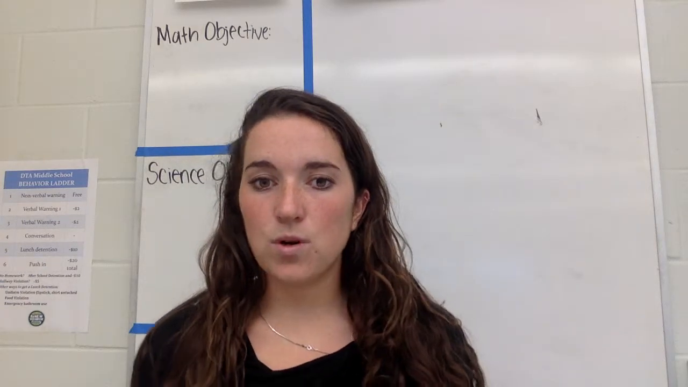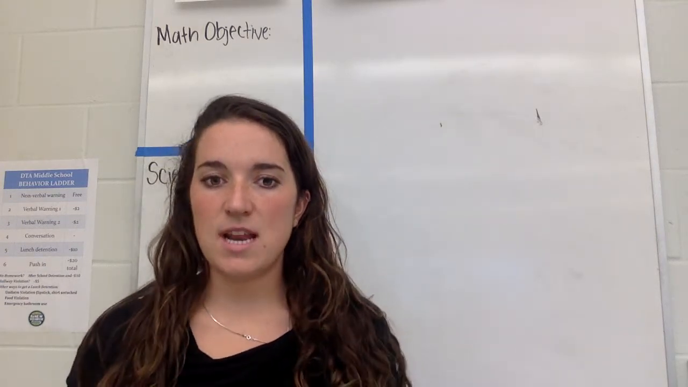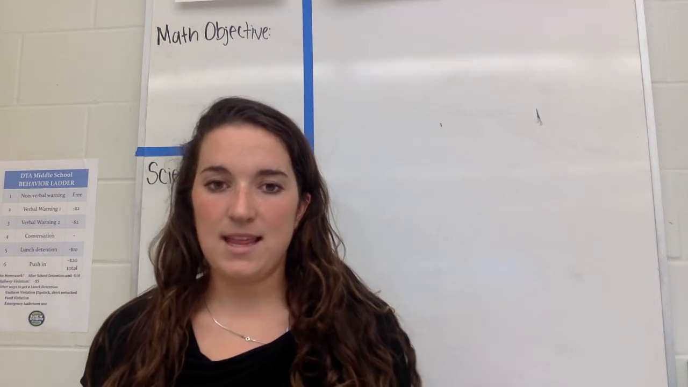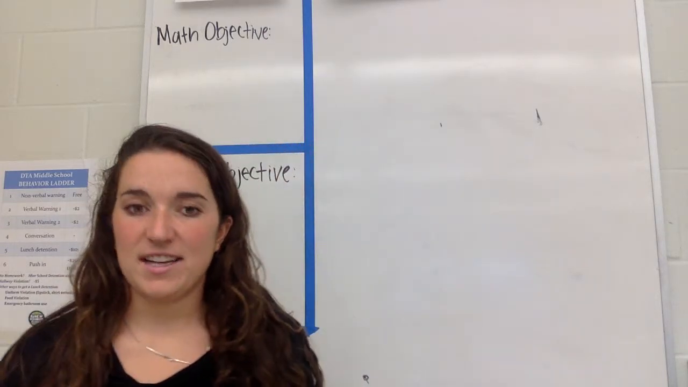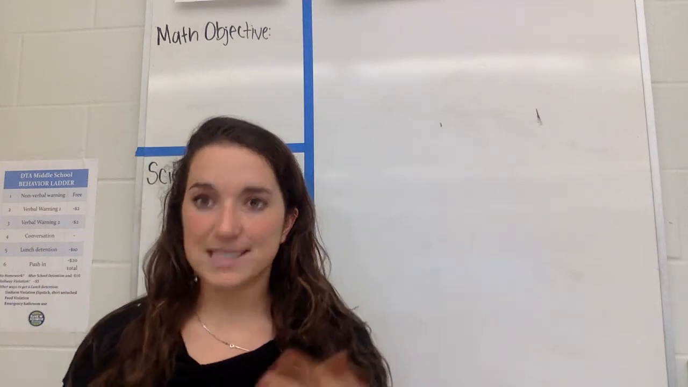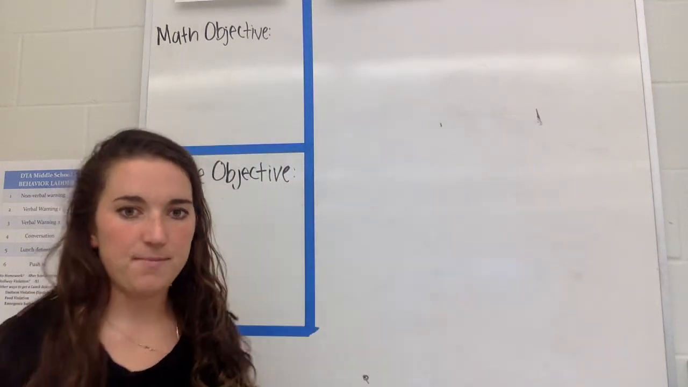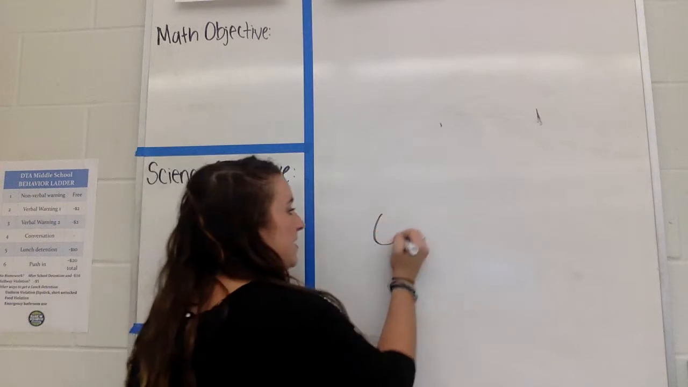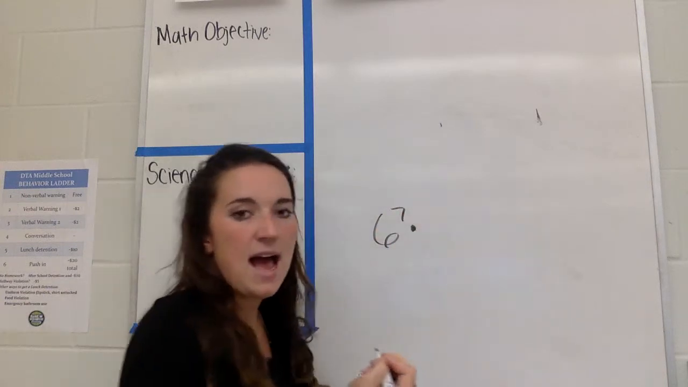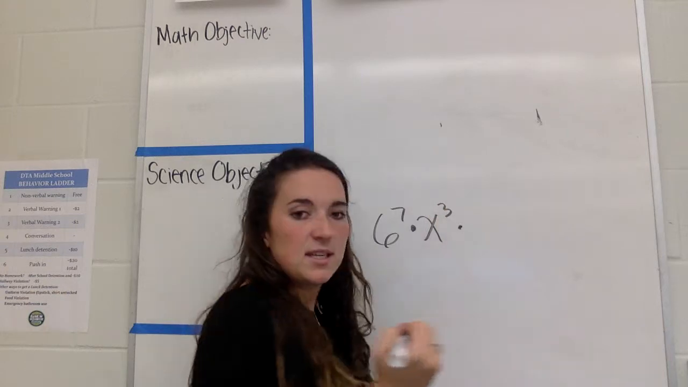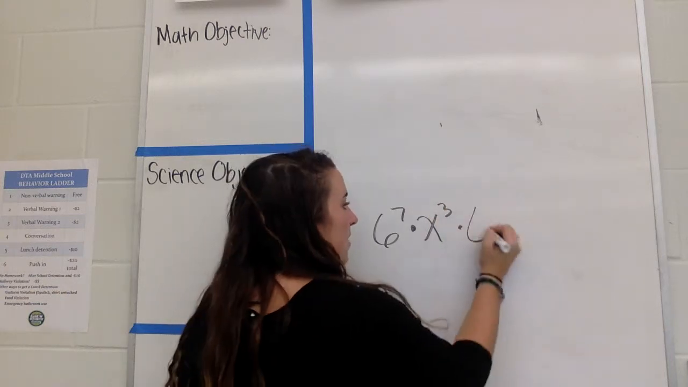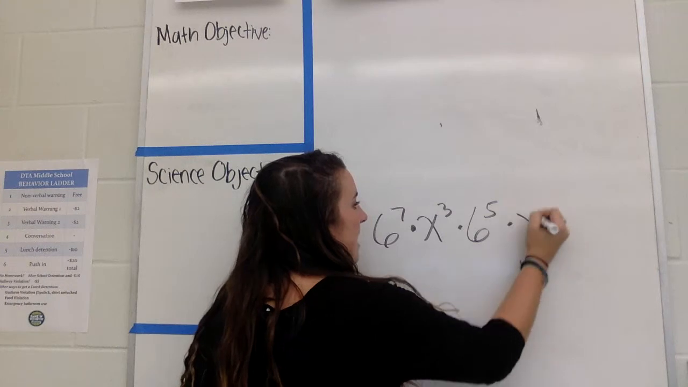Finally, powers rule. When raising an exponent to another exponent, blank the exponents. What goes in the blank? Awesome. Okay, so now that we have our rules down, let's get to a few examples. For the first example, I have 6 to the 7th power times x to the 3rd power times 6 to the 5th power times x to the 4th.